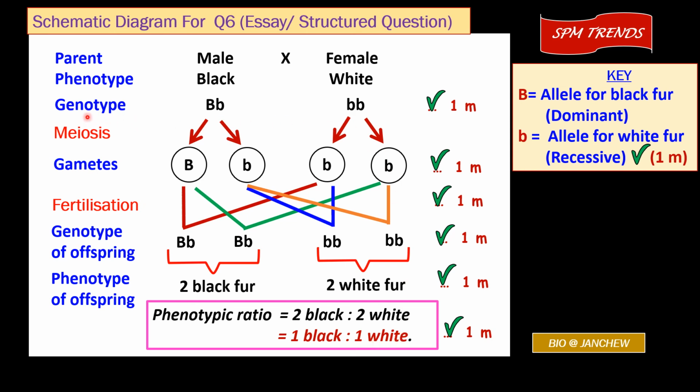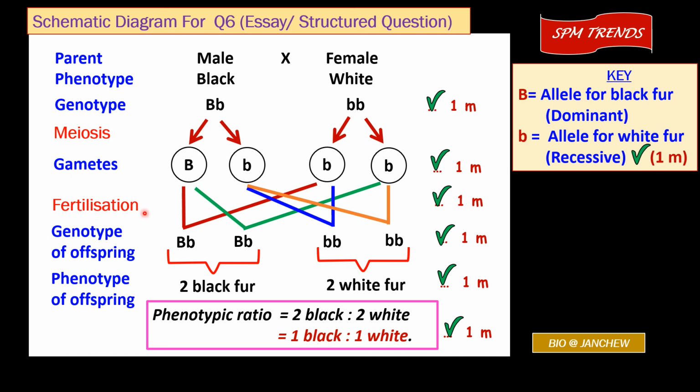Going up here, we can mark this genotype. If the answer shows the genotype big B, small b, small b, small b in the same horizontal line, then the student will get 1 mark. Secondly, if you have written the gametes correctly in the same horizontal line, gametes big B, small b, small b, small b, you get 1 mark. And if you've written meiosis and fertilization, maybe this is equivalent to 1 mark for the processes.